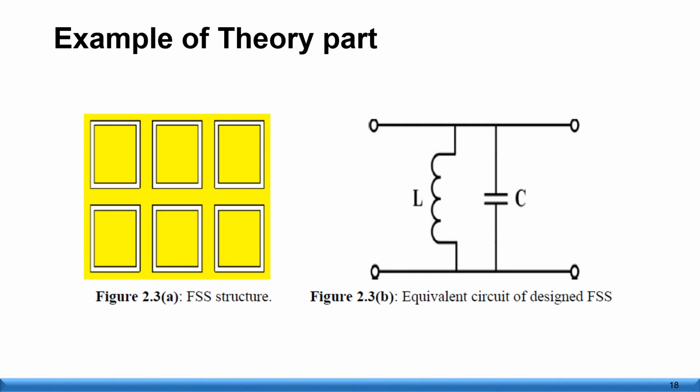Next will be an example of the theory part. So this one is an example of the theory part. You can check the FSS structure. So this is your design, your square loop, and this one is the equivalent circuit of the FSS design. So you can use the equivalent circuit to explain why they have different separation here. Maybe they conduct like inductor and capacitance. Okay, so this one is some theory, and then you can put some formula as well.